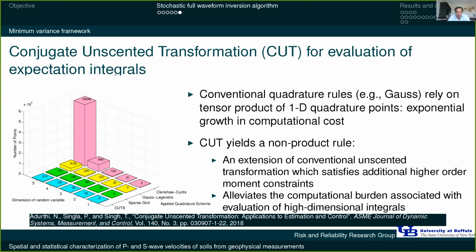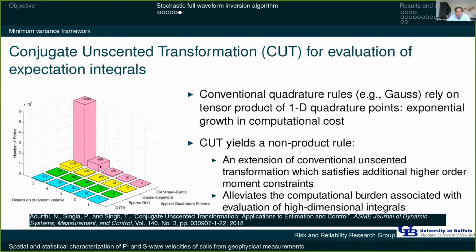So for example, for a one-dimensional problem, that means one random variable in the system, if we need 5 points, then for a five-dimensional problem, that is for the five random variable case, we need 5 to the power 5. That means 3,125 finite element runs. Those mean data points. That's an exponential growth.